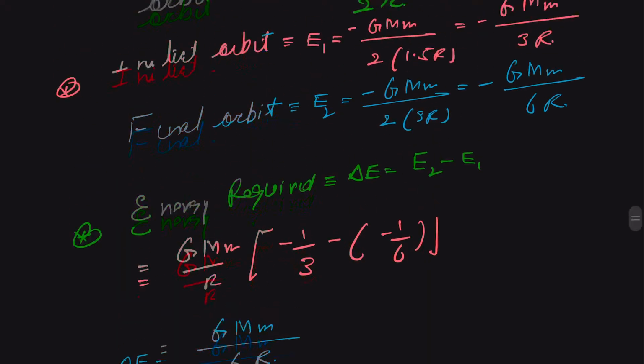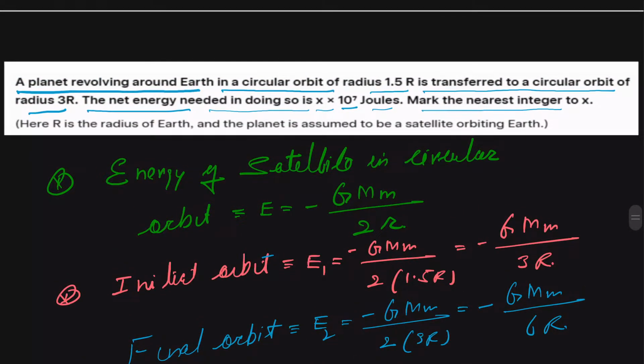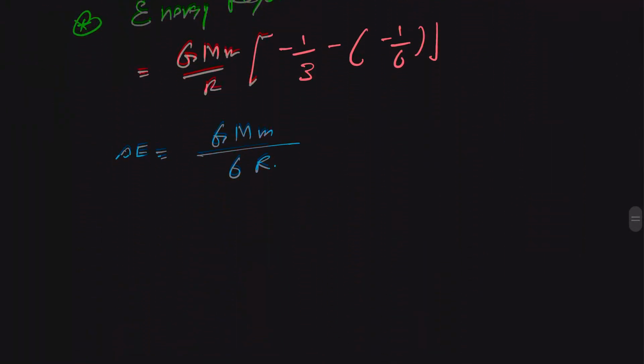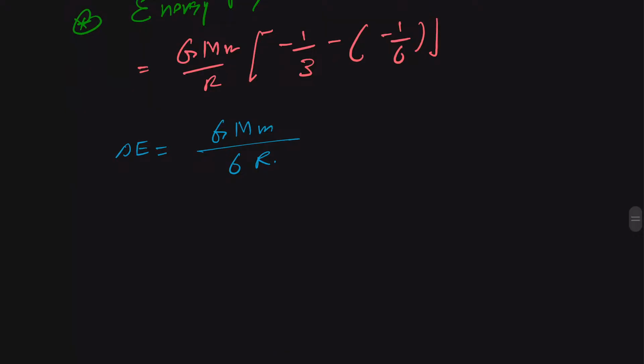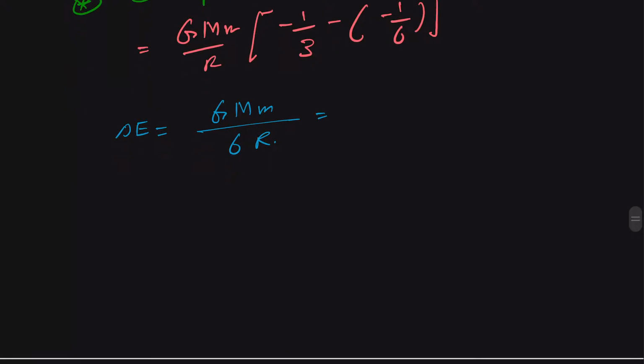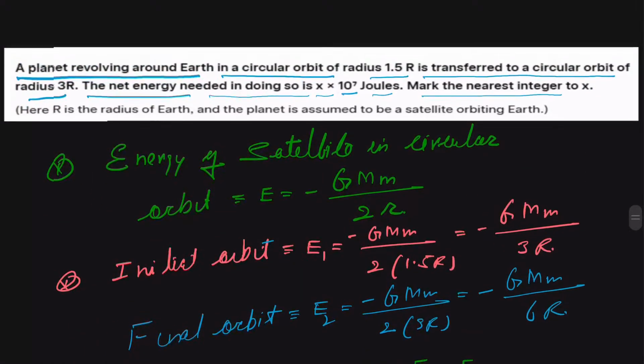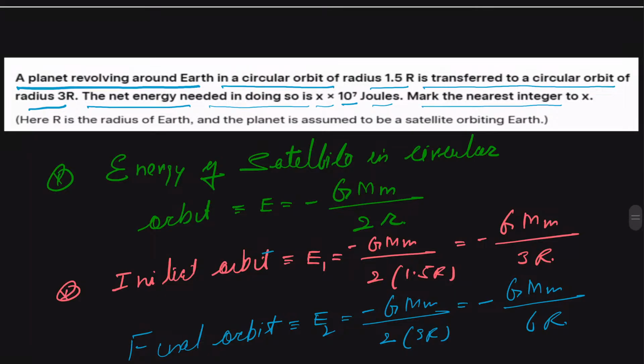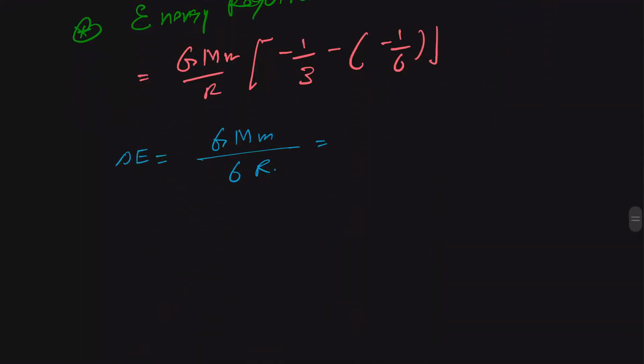Then we substitute the values now. I think something is missing here. The mass of the satellite is missing. Okay, anyways, it's not a big issue. If we substitute the values, we are going to get the answer. Next question.